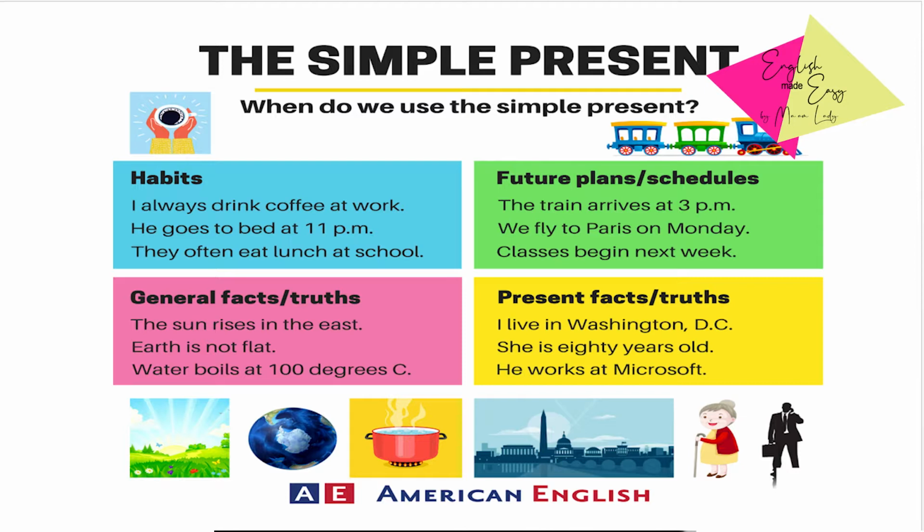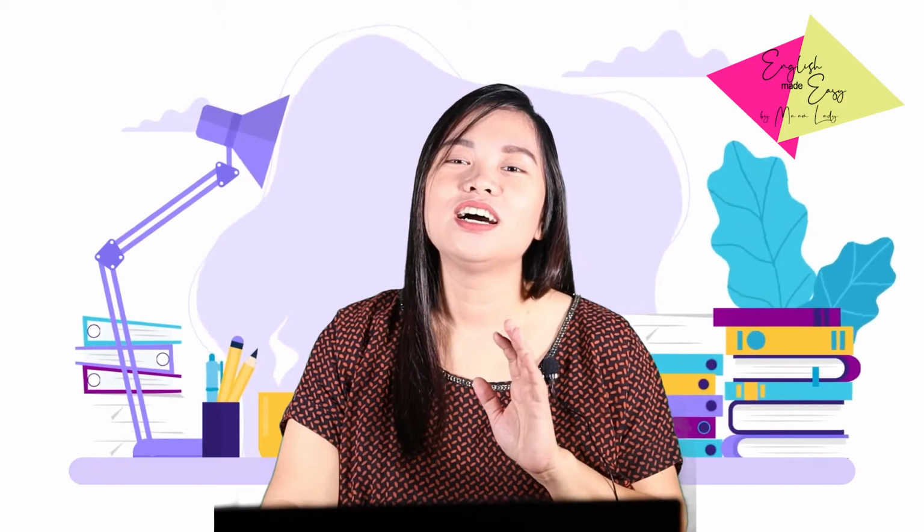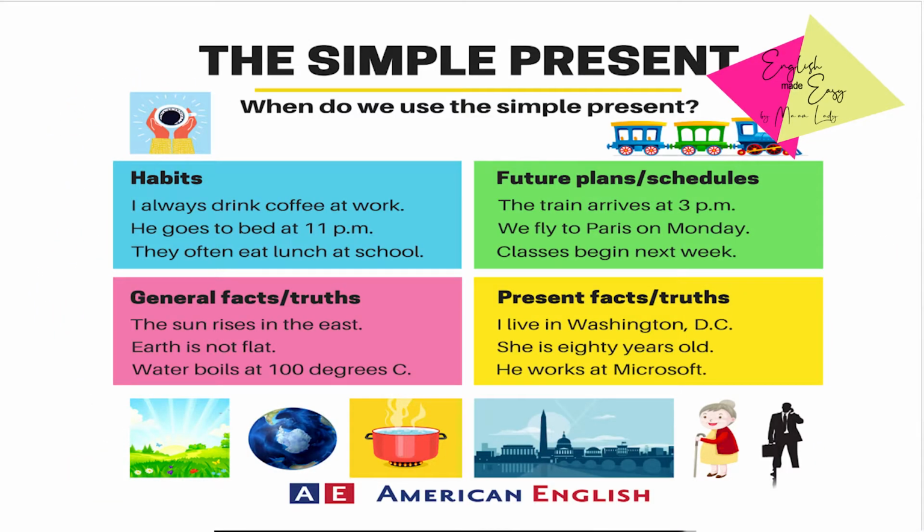Okay? If it's general facts, again, as mentioned earlier, purely facts talaga and purely truths, walang halong opinion, okay? As in, facts talaga siya, katotohanan siya. So, you use the simple present. So, for example, the sun rises in the east. And yes, that's fact. The sun always rises in the east. So, you use the verb original form plus the ES, okay? Because your subject is singular, the sun rises.